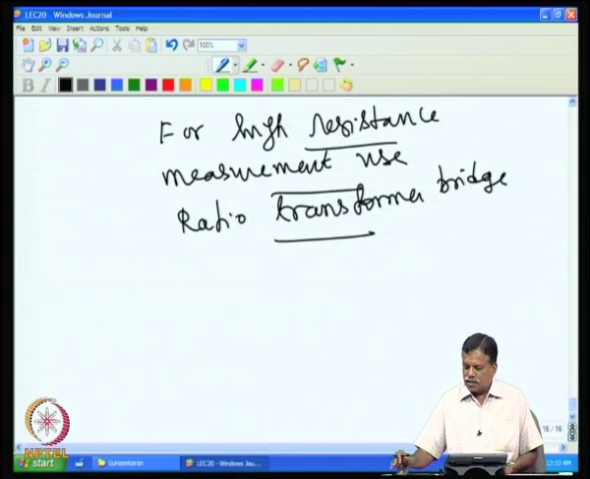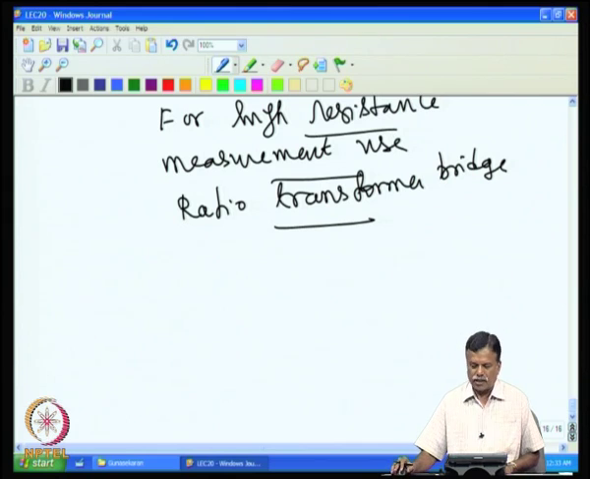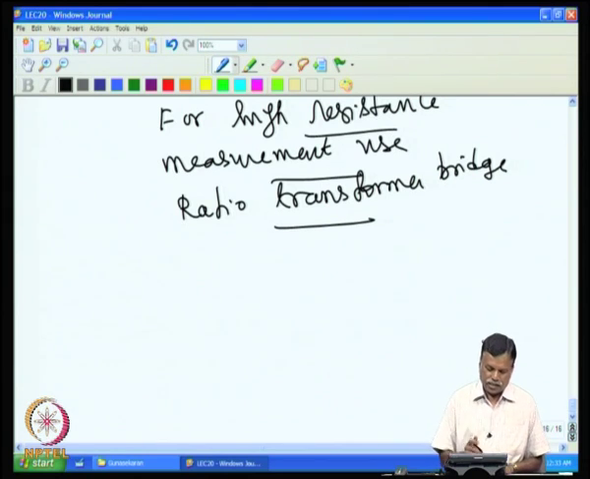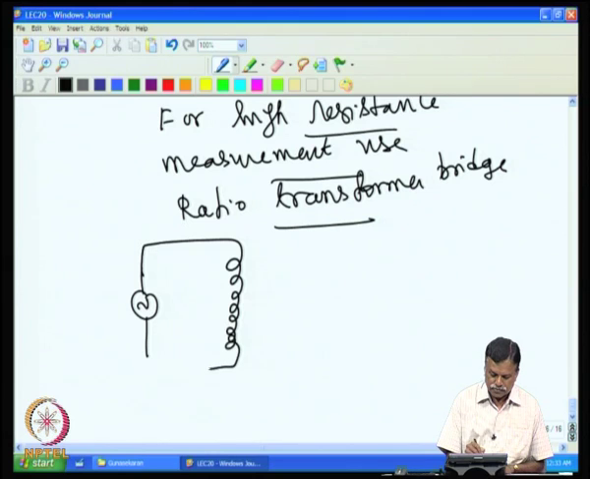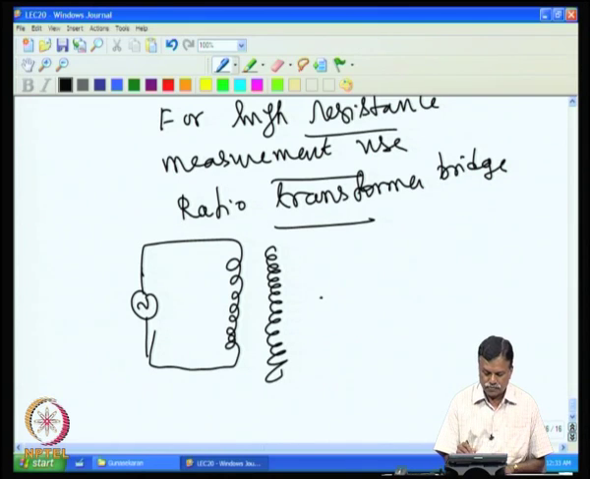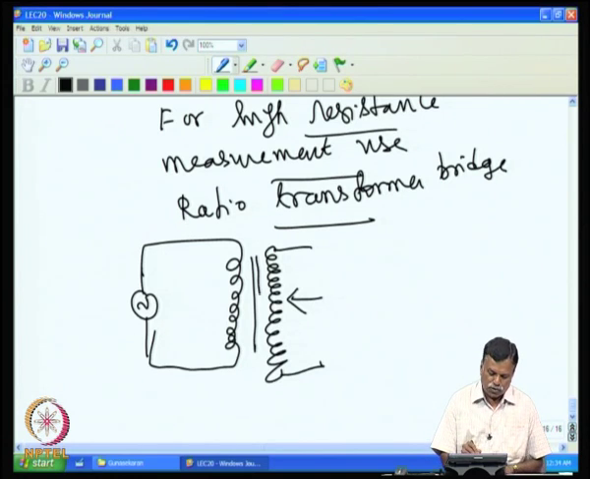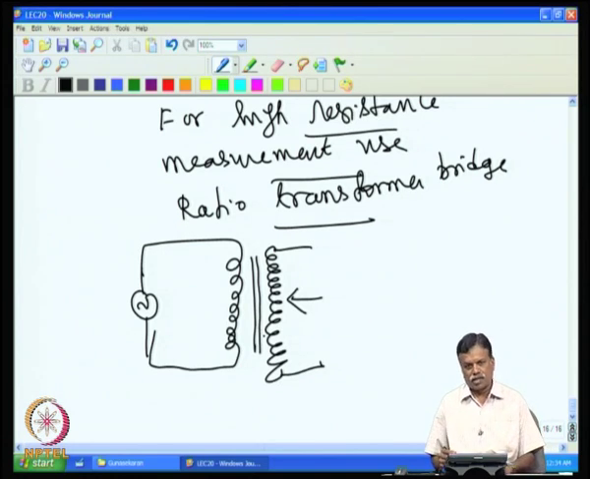Now, what is this technique? How does this avoid the error due to the leakage resistance? So, the ratio transformer bridge looks like this. You have an AC source that is connected to the transformer primary. Then it has a secondary like this, and we have a tap on the secondary, and it is wound on a very high mu core.